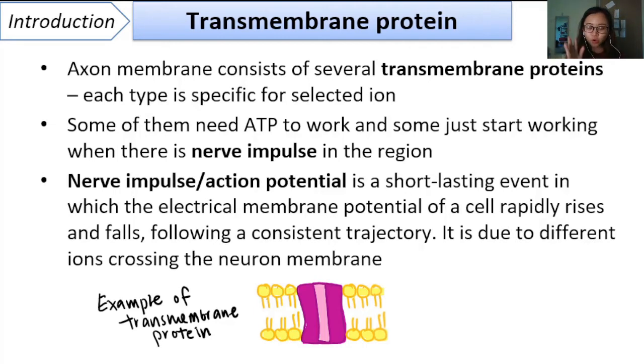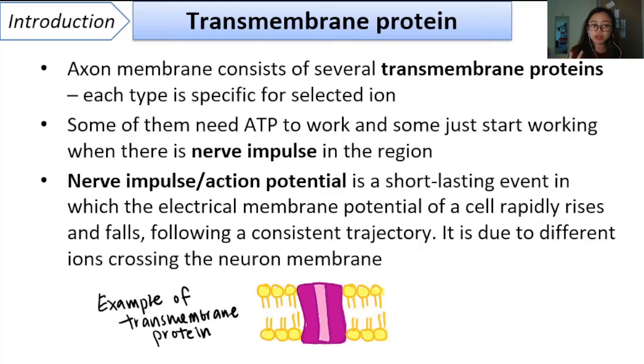Nerve impulse, or action potential, is a short-lasting event in which the electrical membrane potential of a cell rapidly rises and falls, following a consistent trajectory. It is due to different ions crossing the neuron membrane. So ini kita dapat maksud atau penjelasan kepada nerve impulse. Nerve impulse adalah sesuatu yang berlaku dalam masa yang sangat singkat.